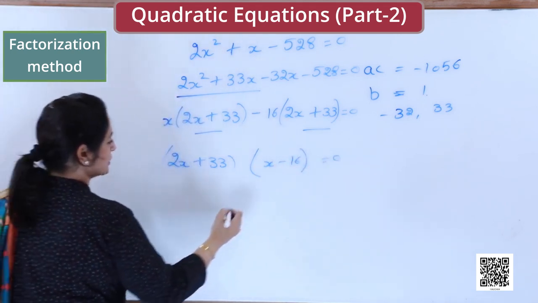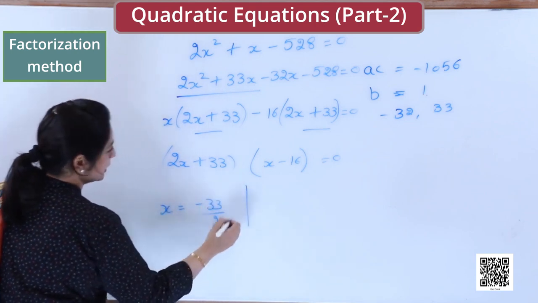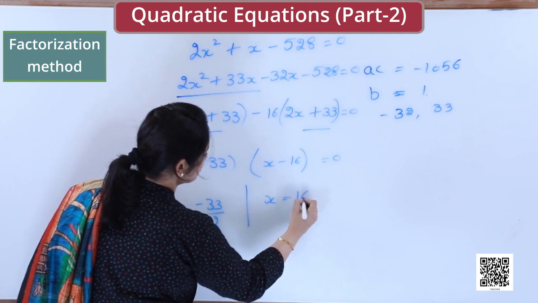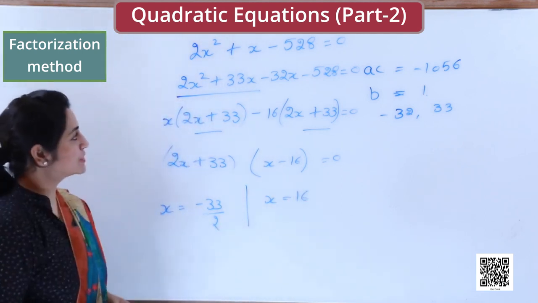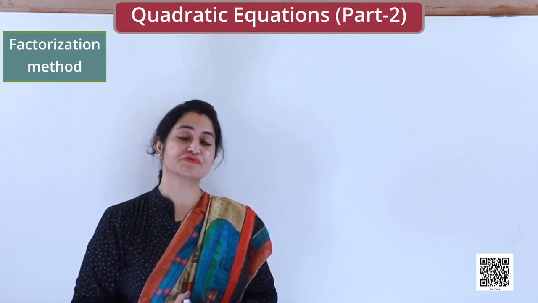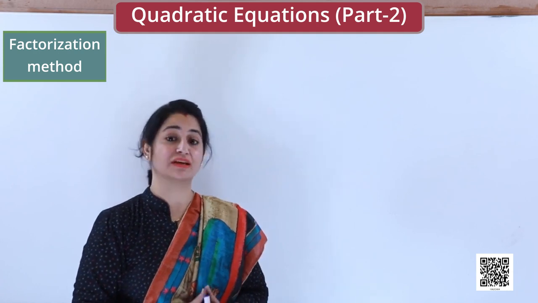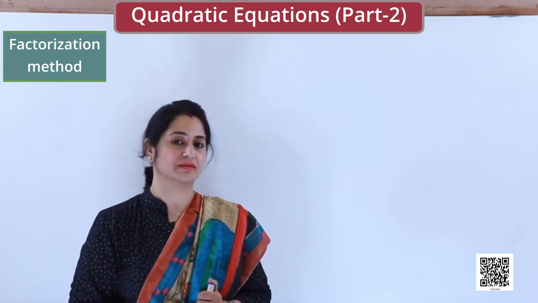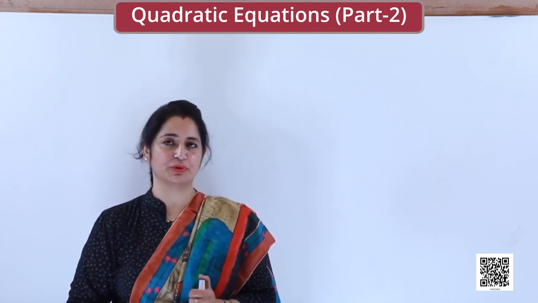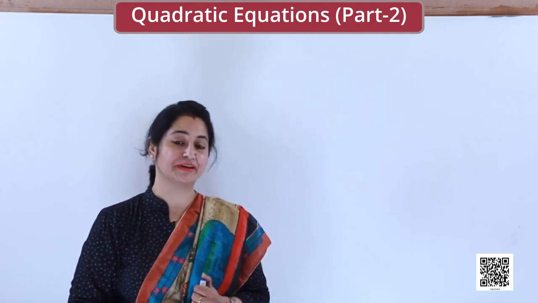Now equating this bracket to 0, we will get x equal to minus 33 upon 2, and here we will get x equal to 16. So these are the two roots. So children, if you find this method difficult, that's okay because with some practice you will be able to use it easily. But still if you don't like it, then we have two more methods for solving these equations. And usually these two methods are thought to be very difficult. But when you actually use them, you will get to know that they actually make our calculations very easy.